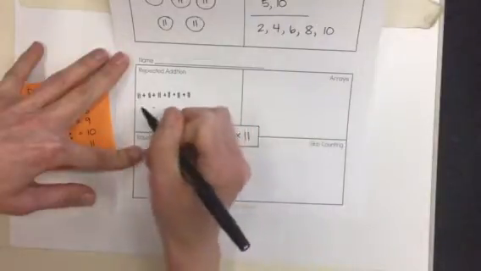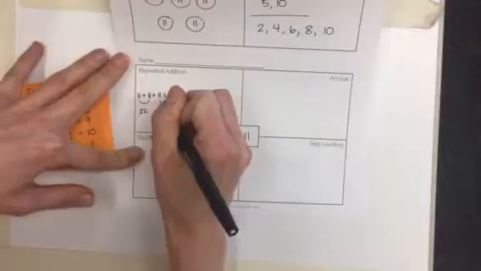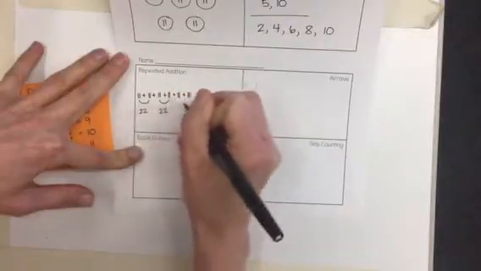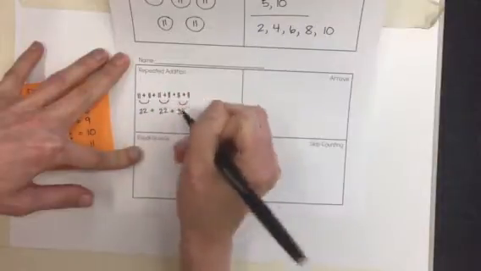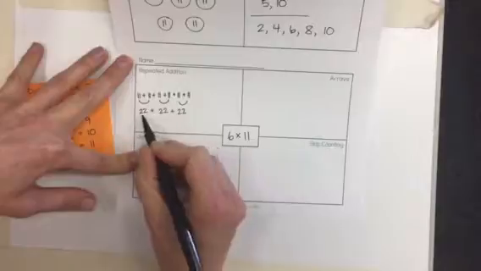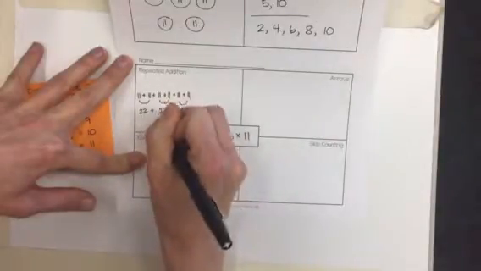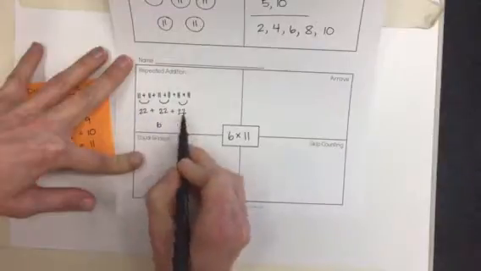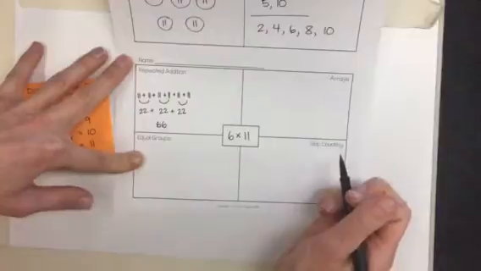Now I'm going to do partial groups. So I want to do these 2, which is 22, and these 2, which is 22, and these 2, which is 22. So now I have 22 plus 22 plus 22, and let me do my tens. I've got 20, 40, and 60, and my ones I've got 2, 4, and 6. So 6 times 11 equals 66.